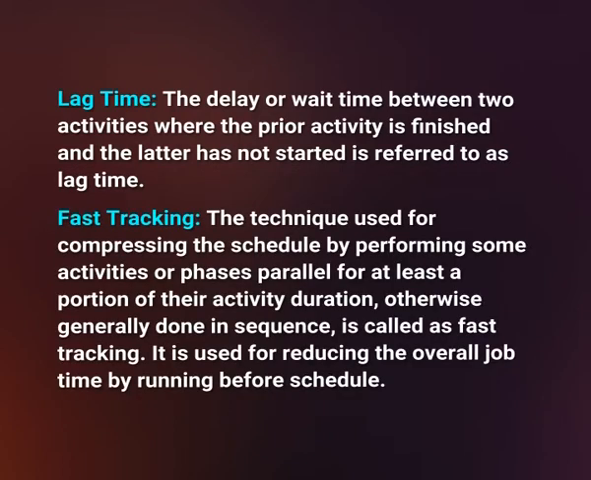Fast tracking. The technique used for compressing the schedule by performing some activities or phases in parallel for at least a portion of their activity duration, otherwise generally done in sequence, is called fast tracking. It is used for reducing the overall job time by running before schedule.